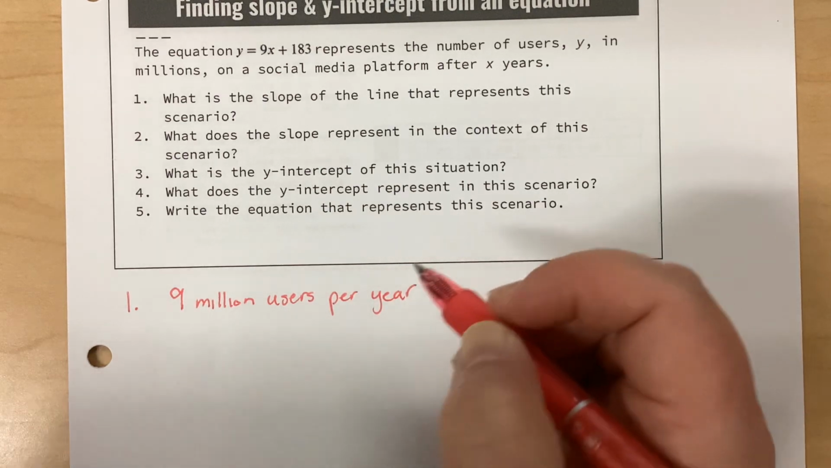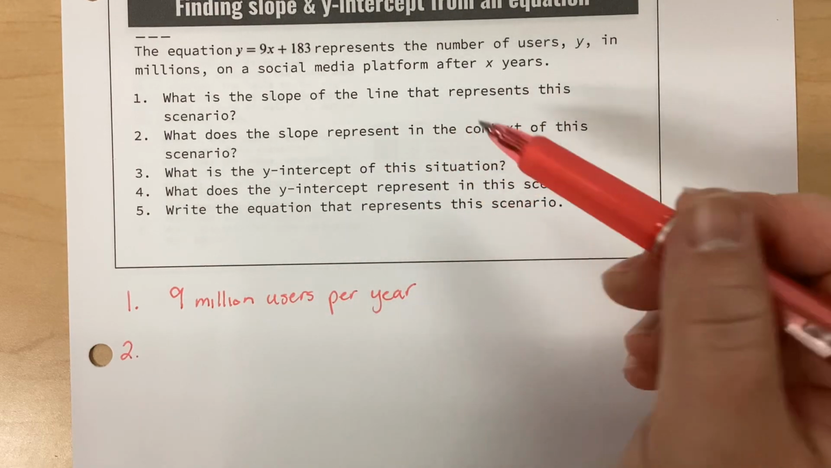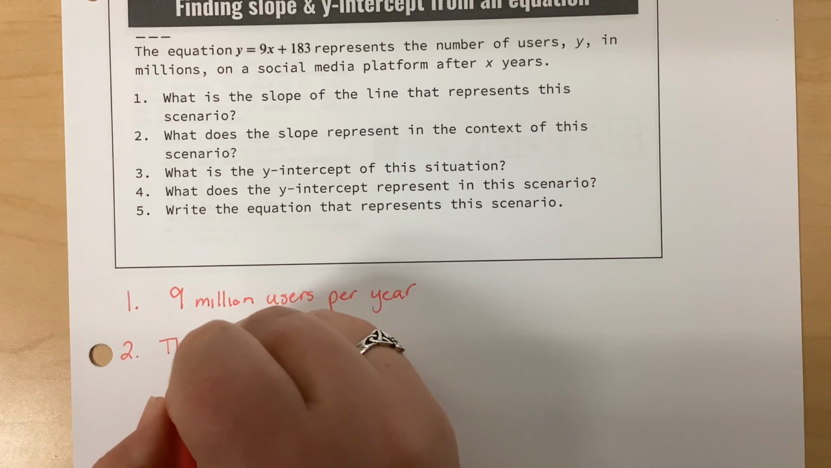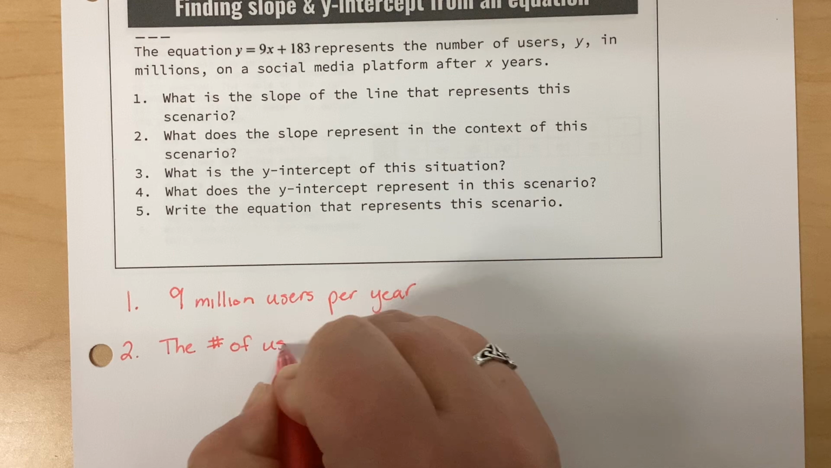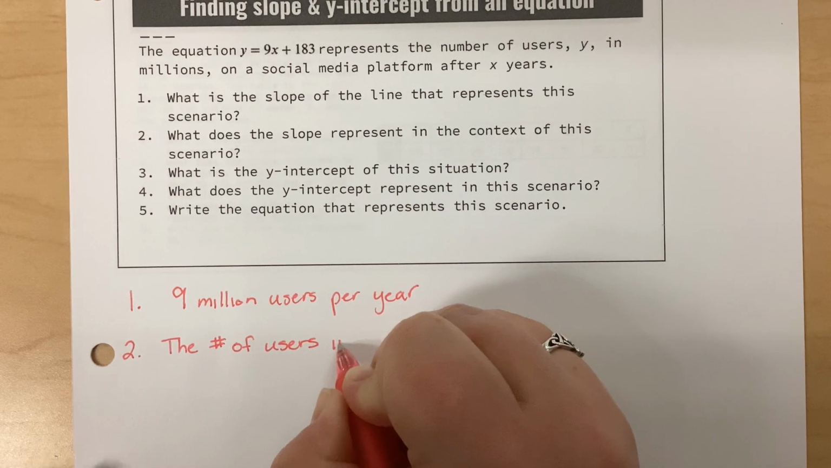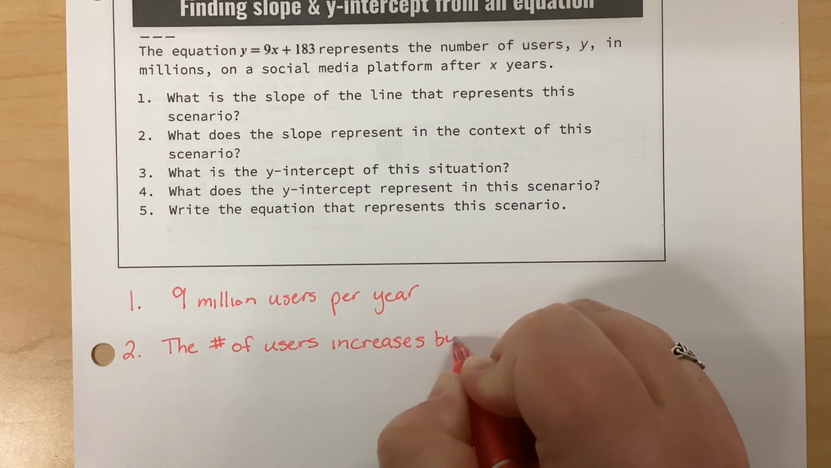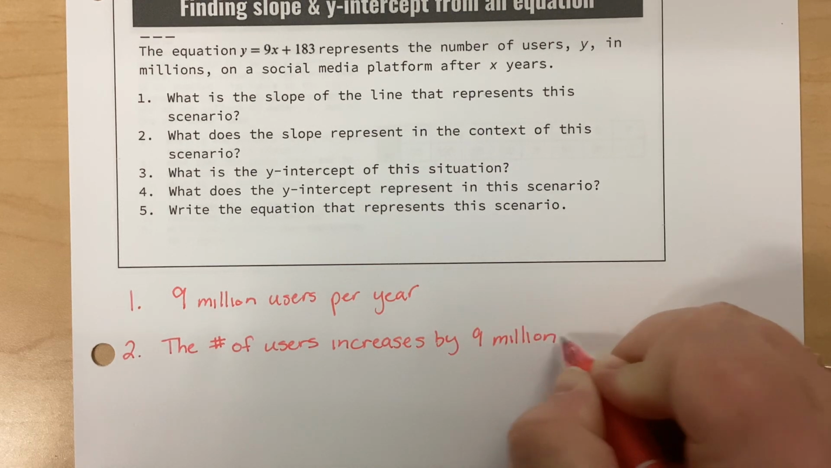which then directly takes us into question number 2, which is what does the slope represent in the context of this scenario? So it means the number of users increases, because it's positive, by 9 million per year.